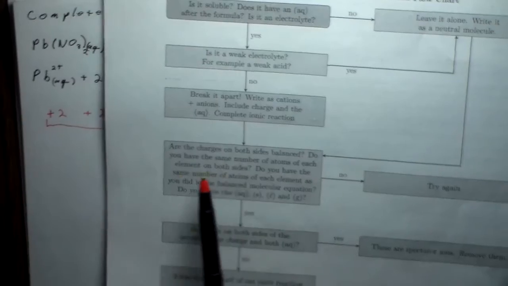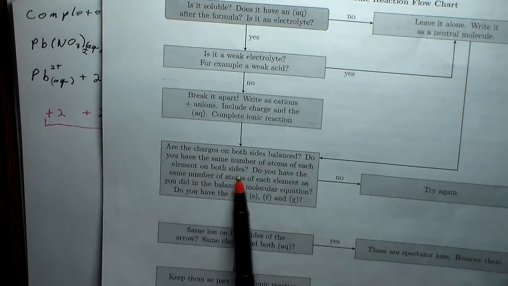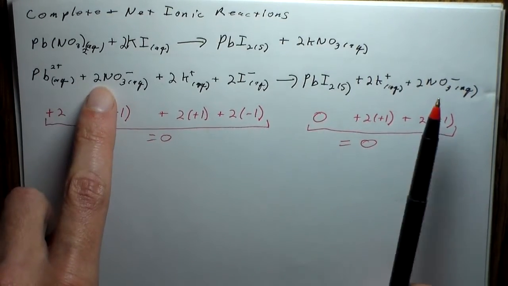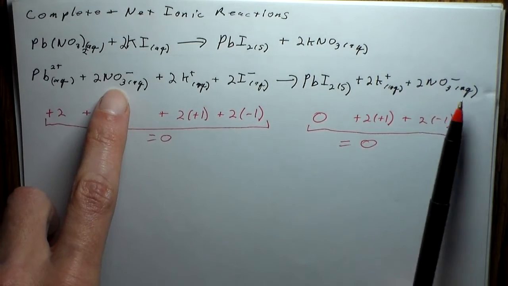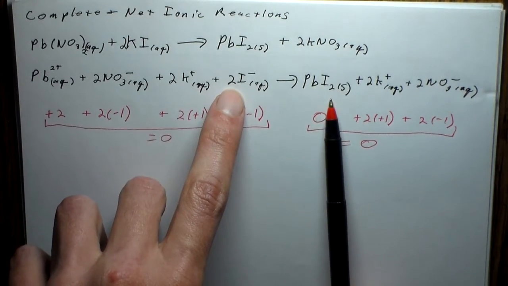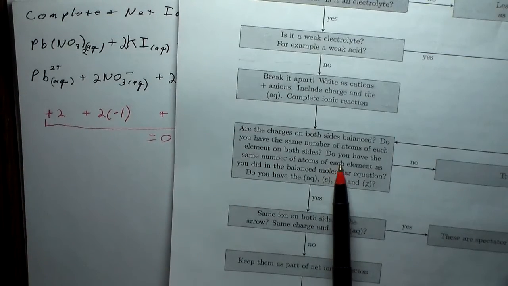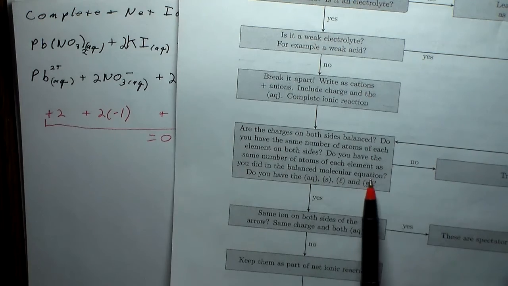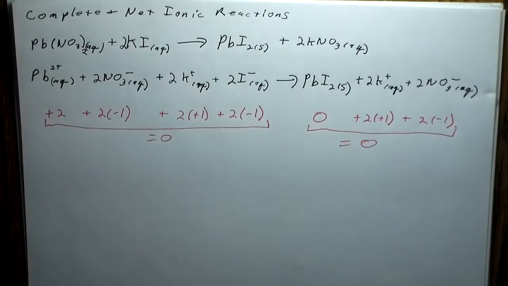So that's good. Do I have the same number of atoms of each element on both sides? I have 1 lead on both sides. I have 2 nitrogens on both sides. That's going to be 6 oxygens, right? I have 2 potassiums, and I have 2 iodines. Okay, so that's good. Do you have the same number of atoms of each element as you did in the balanced molecular equation? That's a big one.